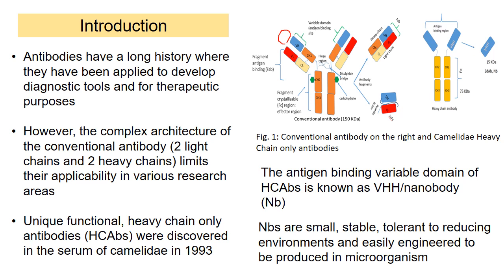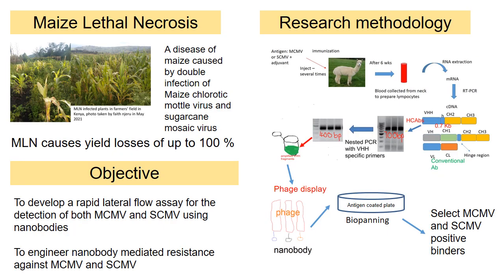If you want to test the neutralization of the nanobody against plant pathogens, maize lethal necrosis is a disease of maize which is caused by double infection of maize chlorotic mottle virus and sugarcane mosaic virus. So these are maize plants which have been from farmers' fields, which have been naturally infected by MLN. It leads to yield losses of up to 100%.